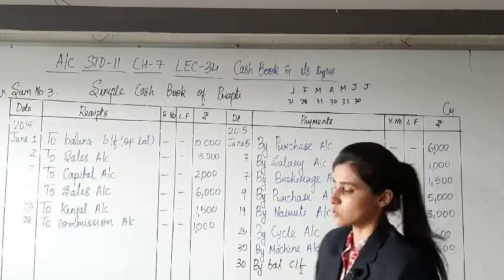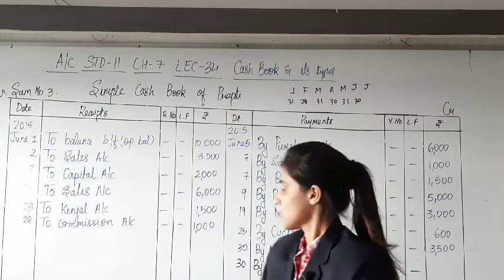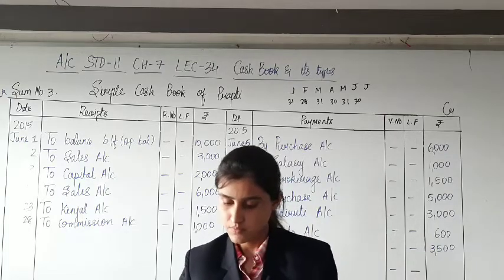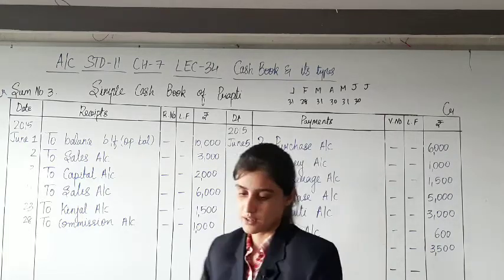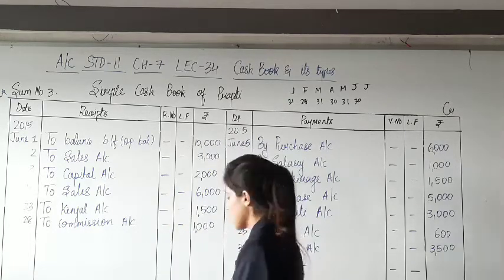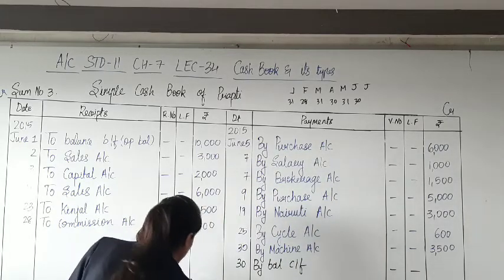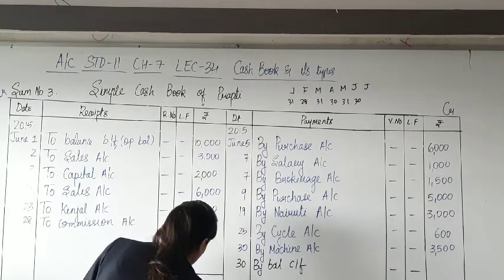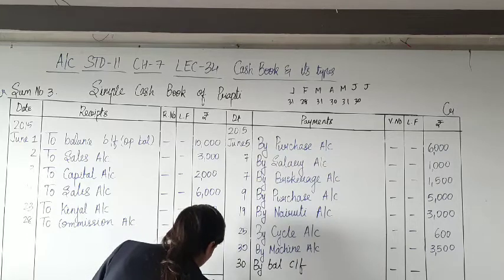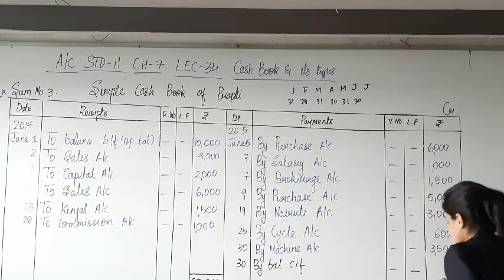So let us see what is the total. 10,000 plus 3,000 plus 2,000, 6,000, 1,500 and 1,000. So the total is 23,500 that you are going to write here on both the sides actually. 23,500 is the total of receipt side to be written even on this side.